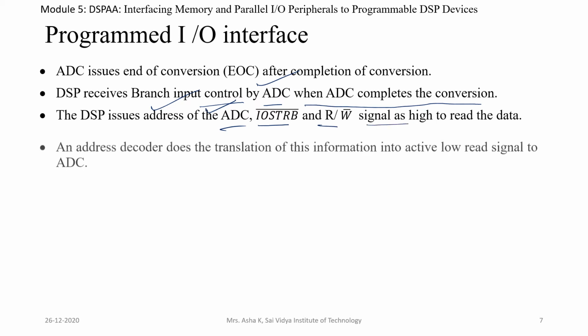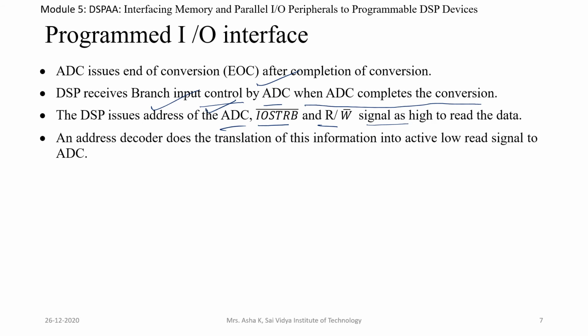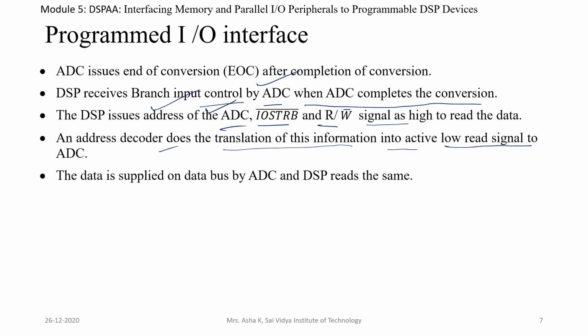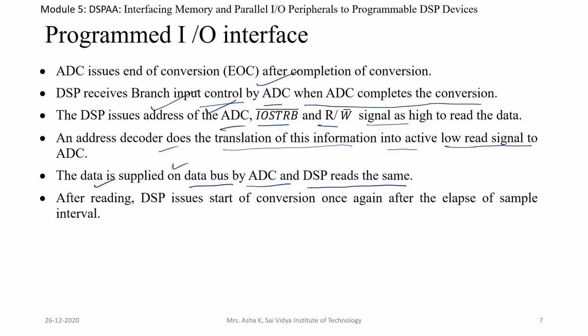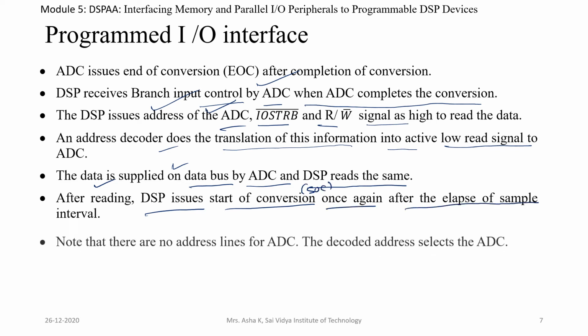to read the data. An address decoder translates this information into an active low read signal to the analog to digital converter. The data is supplied on the data bus by the ADC and the DSP reads the same. After reading, the DSP issues start of conversion, that is SOC, once again after the elapse of the sample interval.